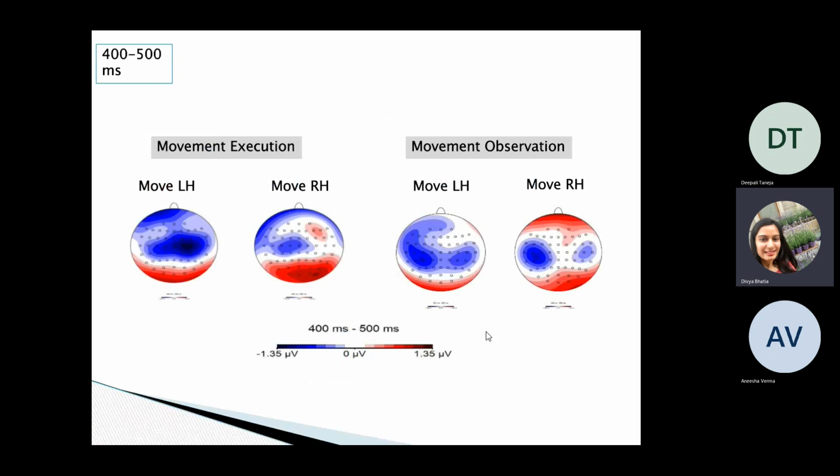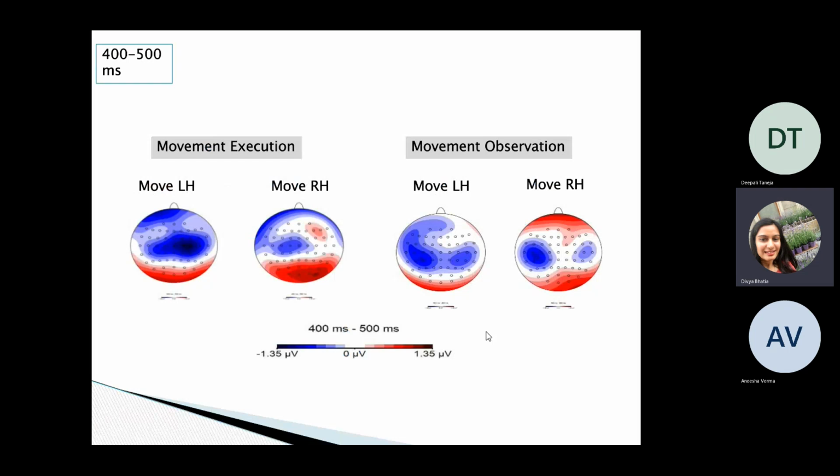So what I have here, interestingly, and we were very happy because this is what we were expecting, is that we found motor potentials. We found motor potentials in the action observation conditions. For instance, look at these scalps here. We have the movement execution condition here. This is when the participant moves. This is when the confederate moves and the participant observes.